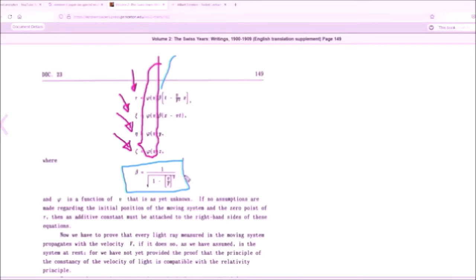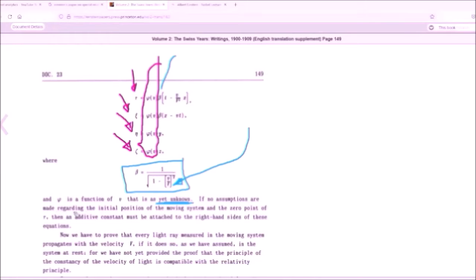Velocity is very small means if the speed of the moving parts is very small compared to the speed of light, which is usually the condition in life, beta is equal to 1. And phi is a function of v that is yet unknown. How did you get yourself in such trouble by having an unknown phi, when you already assumed an unknown constant speed of light, you don't know why it is constant.